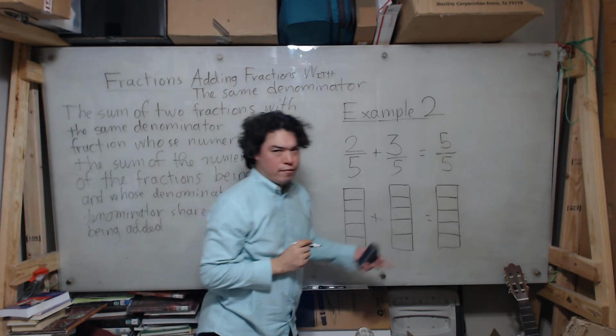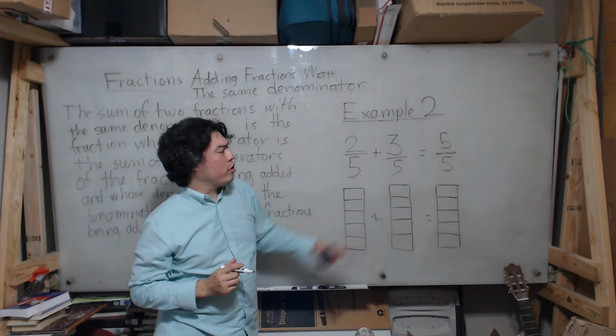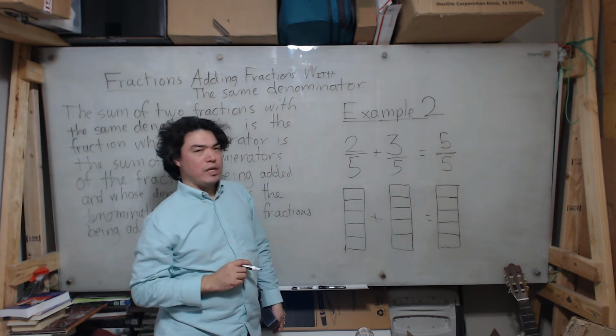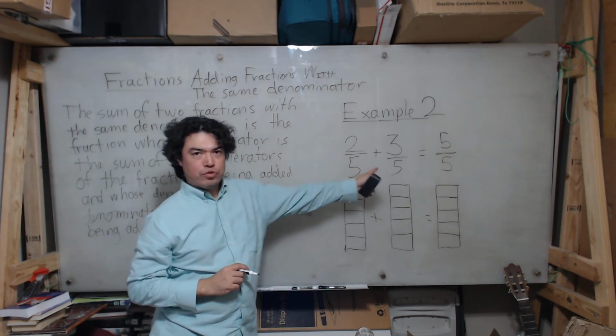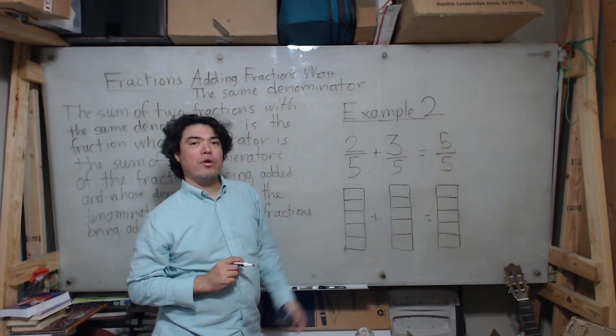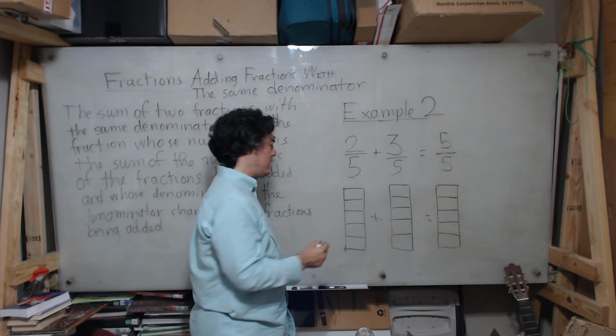Now, from one of our facts that we discussed earlier, we know that a fraction that has the same numerator and denominator represents a complete whole. And so here we can see that 2/5 plus 3/5, which is 5/5, represents together the whole under discussion. And let's look at that visually here.